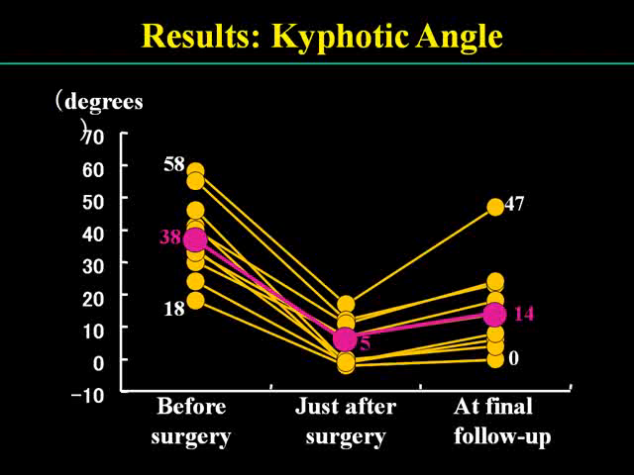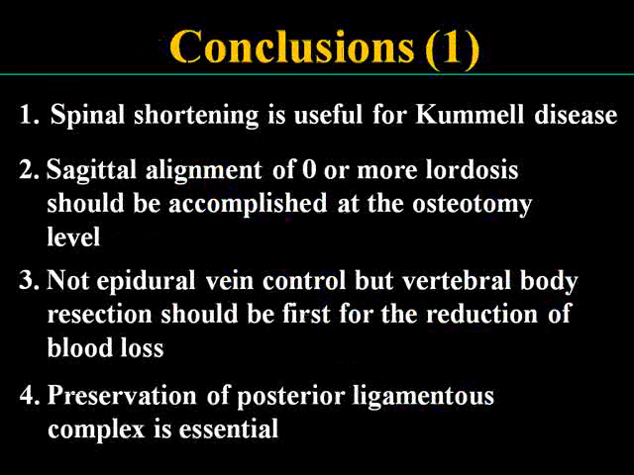Conclusions. Spinal shortening is useful for Kummell disease. Sagittal alignment of 0 or more lordosis should be accomplished at the osteotomy level. Not epidural vein control, but vertebral body resection should be first for the reduction of blood loss. Preservation of posterior ligamentous complex is essential.